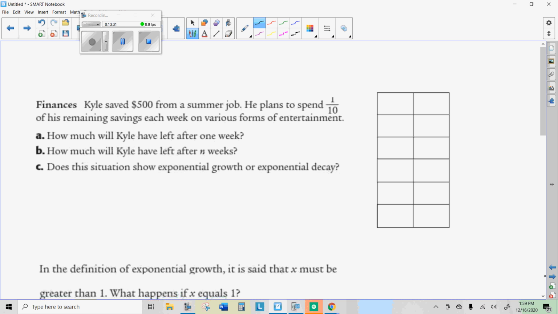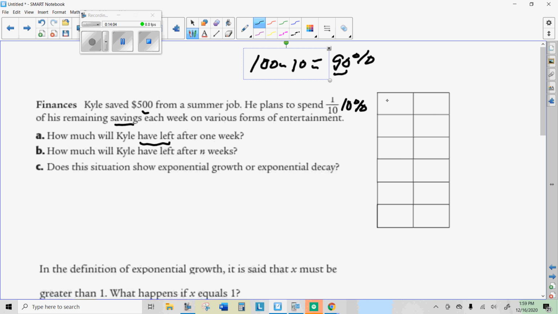It says Kyle saved $500 from a summer job. He plans to spend 1/10 of his remaining savings each week. How much will he have after 1 week? Well, let's decide that. If you're spending 1/10, that means you're spending 10%. We want to know how much you'll have left. So if you are taking away 10% from your 100%, you're going to be left with 90%. Okay? So you have to figure out what 90% of 500 is.